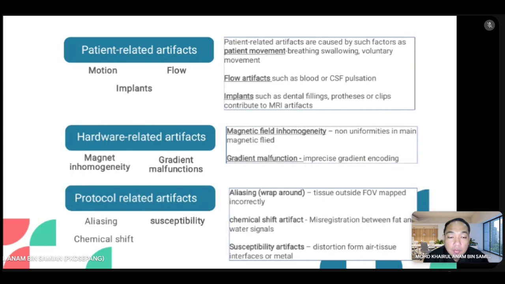For protocol-related artifact, there are three. Number one is aliasing artifact, which causes tissue outside the FOV to be mapped incorrectly. Another one, chemical shift artifact, that will show misregistration between fat and water signals. Last, the susceptibility artifact, which causes distortion from air tissue interfaces or metal interfaces.